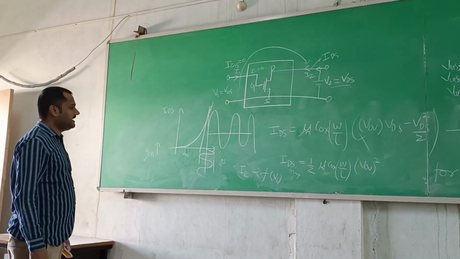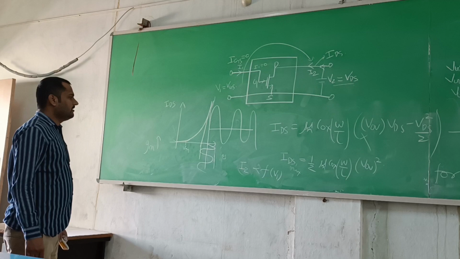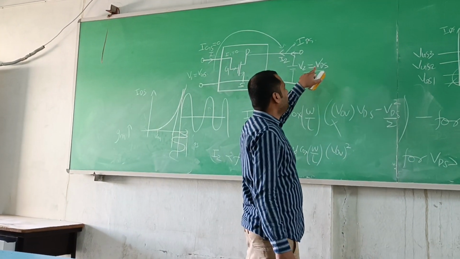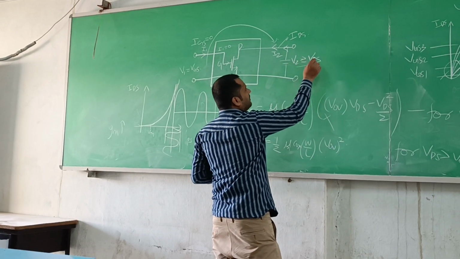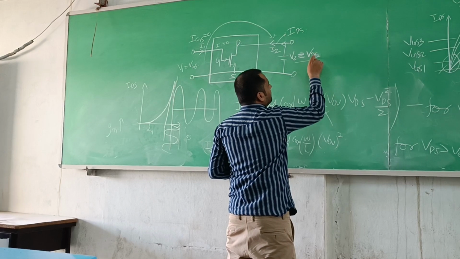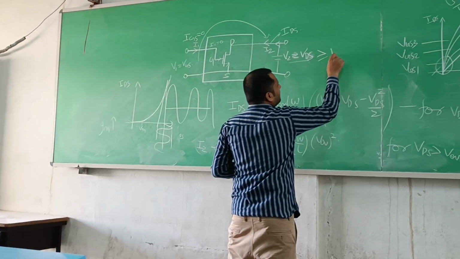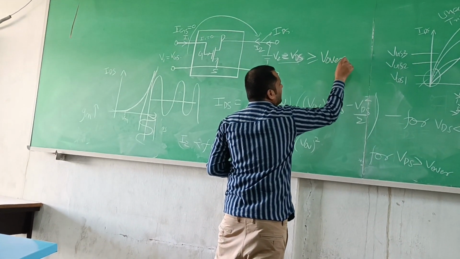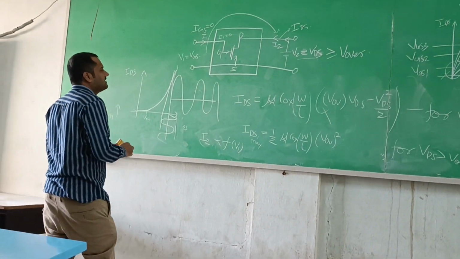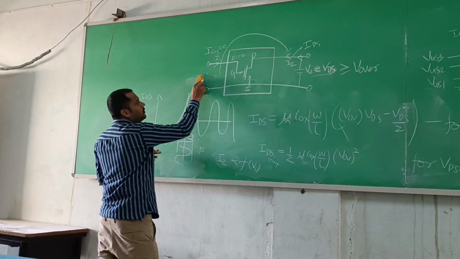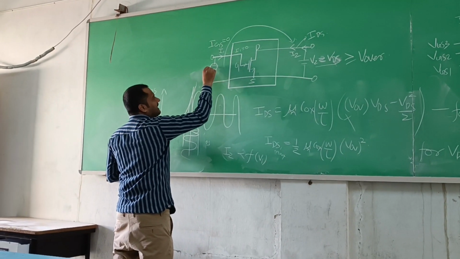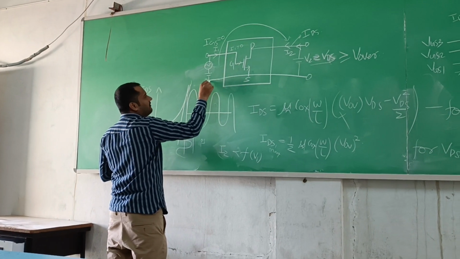From this we come to know, similar to here, we need to maintain VDS always greater than or equal to V overdrive. VDS should always be greater than V overdrive. What is the condition for the amplifier? Another condition for the amplifier from this is, see, there will be two VGS, not one VGS. One DC and one AC, in series.